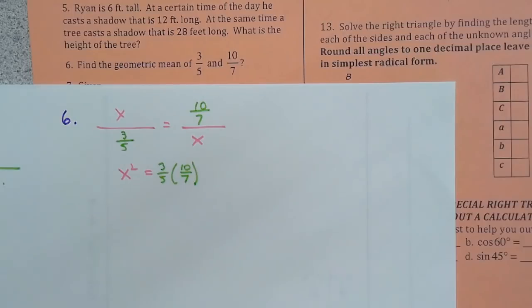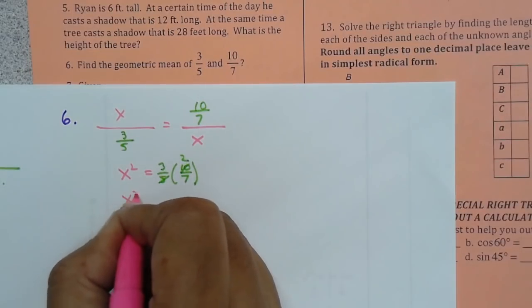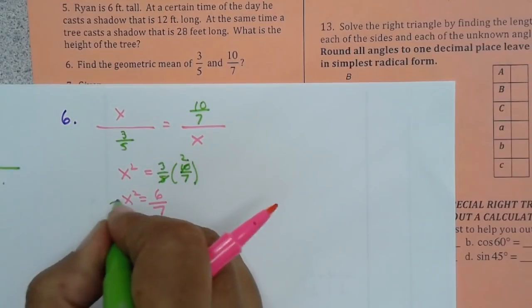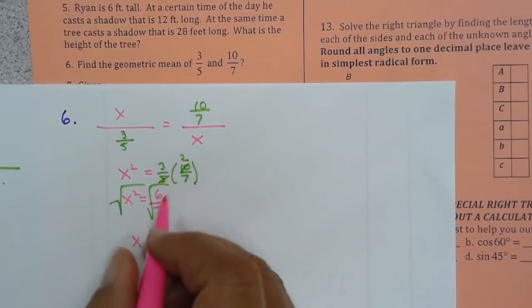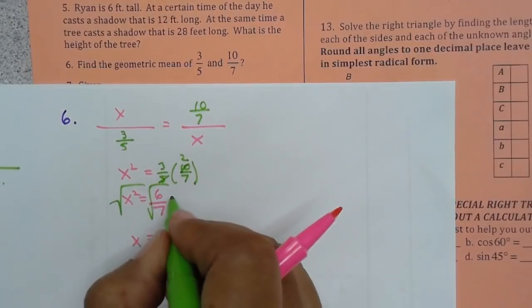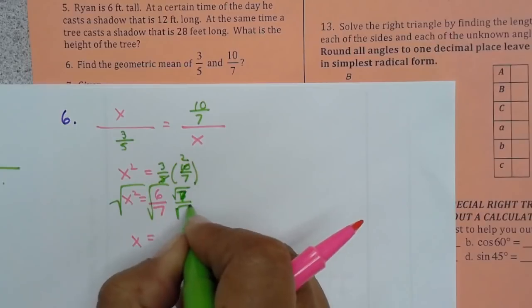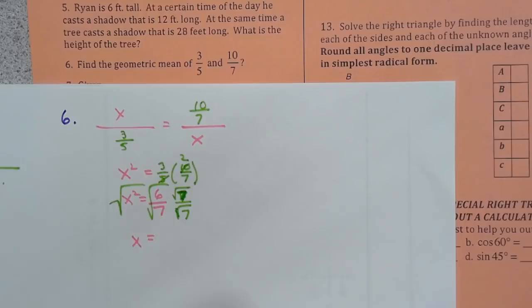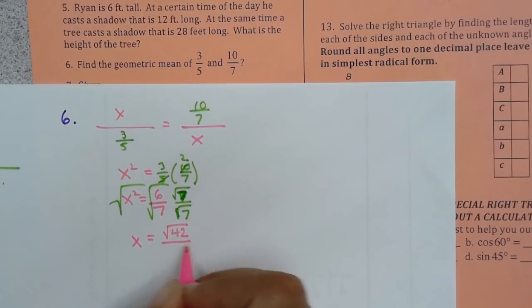Notice that you can cancel. 5 goes into 10 2 times. So we have 3 times 2, which is 6 on top. 1 times 7 is 7. To get rid of the square, you take the square root, and it's only positive values. You can't have a square root in the denominator, so we're going to have to rationalize. Multiply by the square root of 7. We're getting rid of the 7 that's in the denominator. Since 6 and 7 are both in the radical, we multiply them together as 42 inside the radical. Square root of 7 times square root of 7 is just 7.